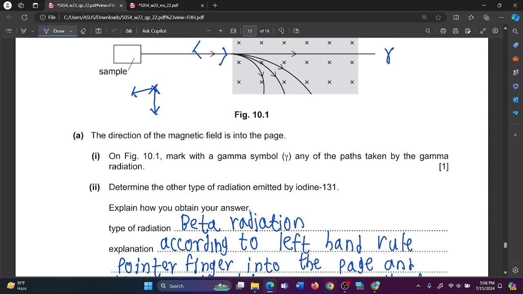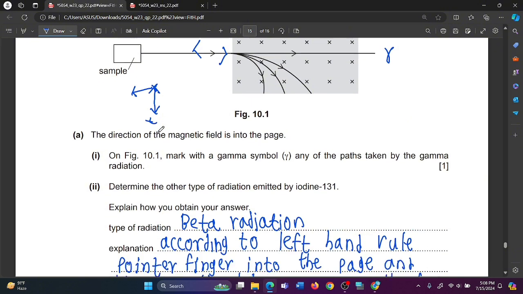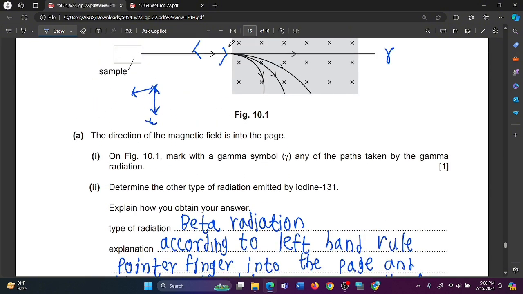So we wrote according to the left hand rule, we mentioned the left hand rule, the pointer finger is pointing into the page, my thumb is pointing below, this is the thumb, the thumb, and this is the other finger, that is the direction of the current. So the current direction is towards the left. So as the current direction is towards the left and the radiation direction is in the opposite direction, thus it has to be a beta particle.